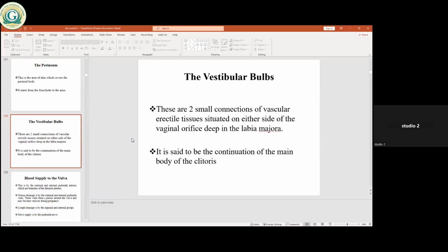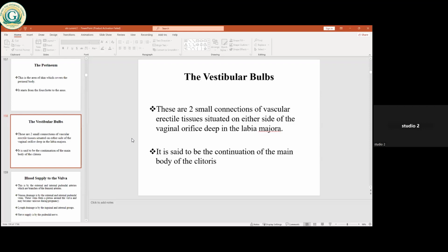Then we have the vestibular bulbs. You know, we have the vestibule. These are two small collections of vascular erectile tissue, situated on either side of the vaginal orifice, deep in the labia majora. It is said to be a continuation of the main body of the clitoris. The clitoris has been endowed with erectile tissue, so it continues to the entrance of the vagina.